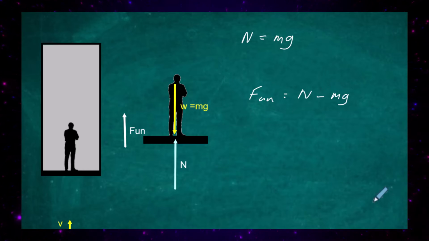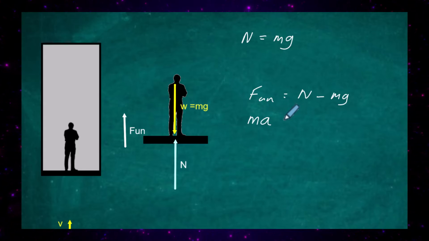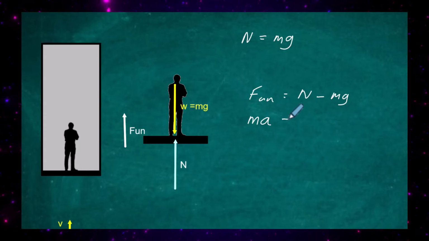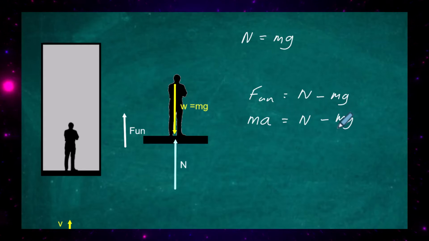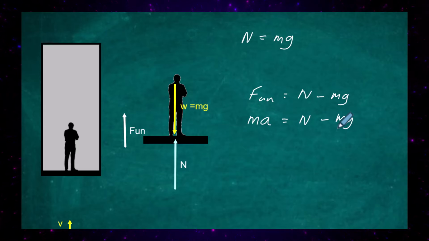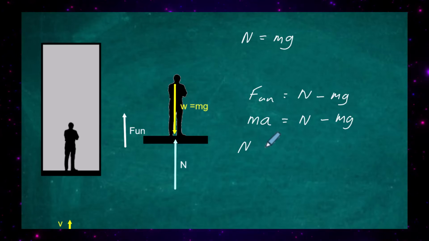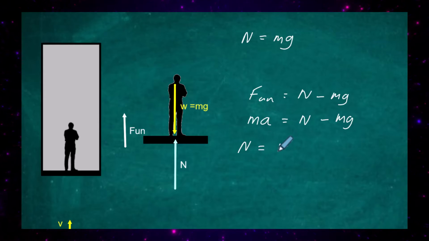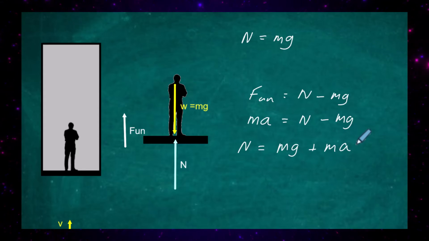And we also know that the unbalanced force is always equal to the mass of the object times its acceleration, which is going to equal the normal force, take away mg. Now, I'm interested in that normal force N, because that gives me the equation of how the force pushing up on the man by the floor is going to change when things accelerate. So we can rearrange that to get N equals mg plus ma.